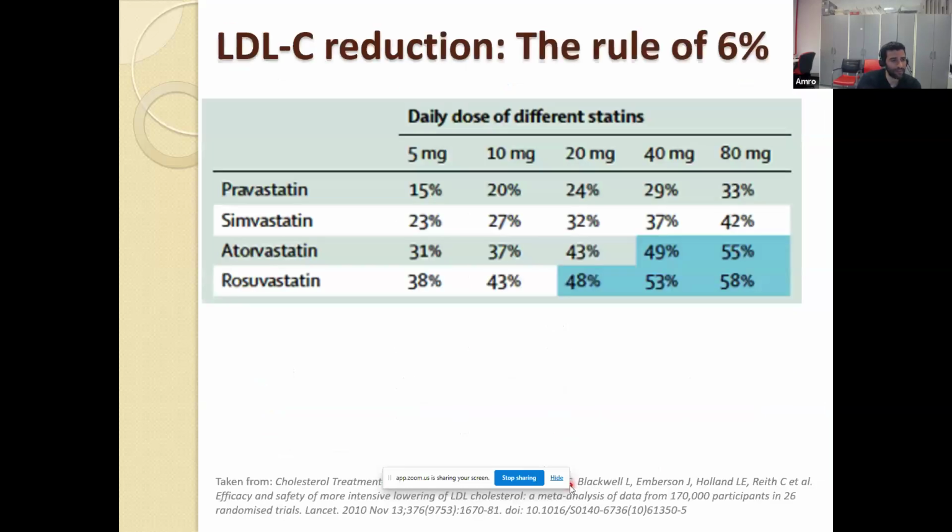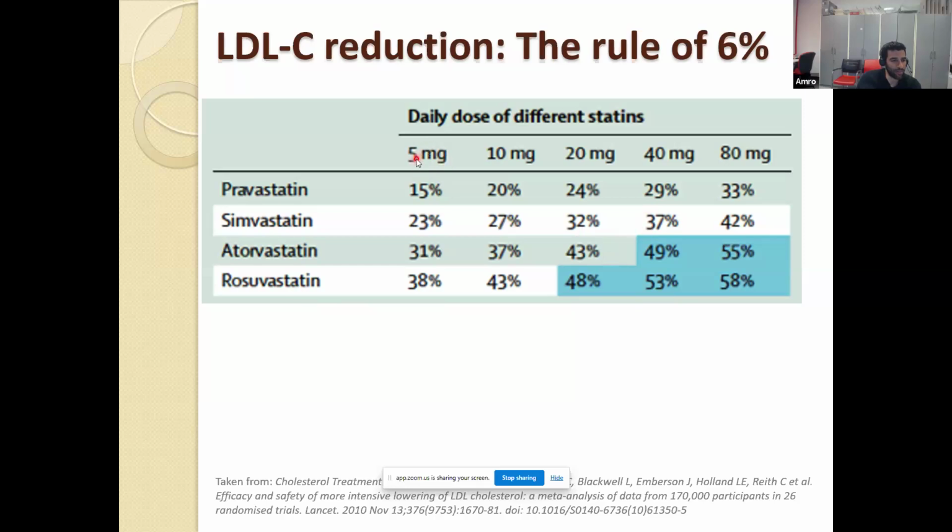This is the rule of 6%. So again, if you're going to remember anything about statins, we don't use 80 milligrams simvastatin because of the myalgia. We use 80 milligram atorvastatin, but we don't use 80 milligram rosuvastatin. So the maximum dose, to all intents and purposes, is rosuva 40, atorva 80, and simva 40. But it's the rule of 6%.